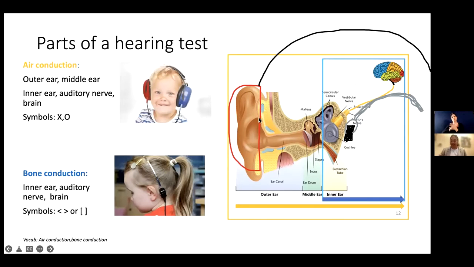So this is my little best attempt at a headphone graphic. The headphone is placed on their outer ear. Sound travels through the outer ear, down the ear canal, through the middle ear, before it passes to the inner ear, through the auditory nerve, and up to the brain. This is air conduction all the way through the entire hearing system.